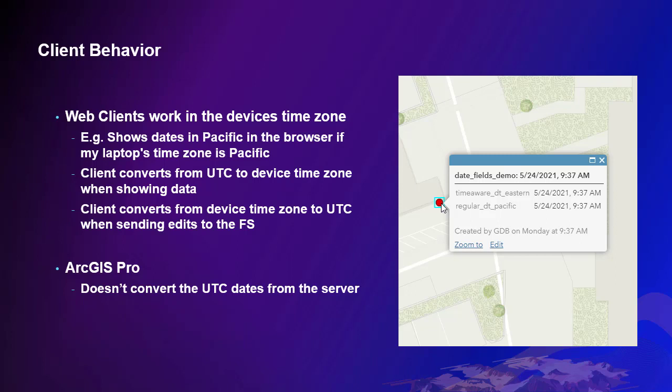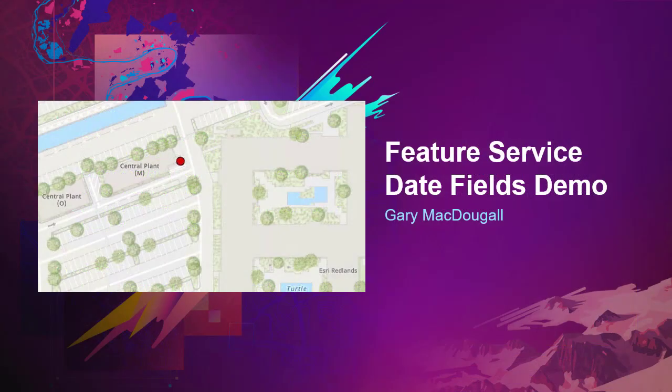Up until recently, in ArcGIS Pro, values were read as is and not converted from the service. Later in this session, Tana will review some new options here. Now let's run through a demo showing feature services and date fields.